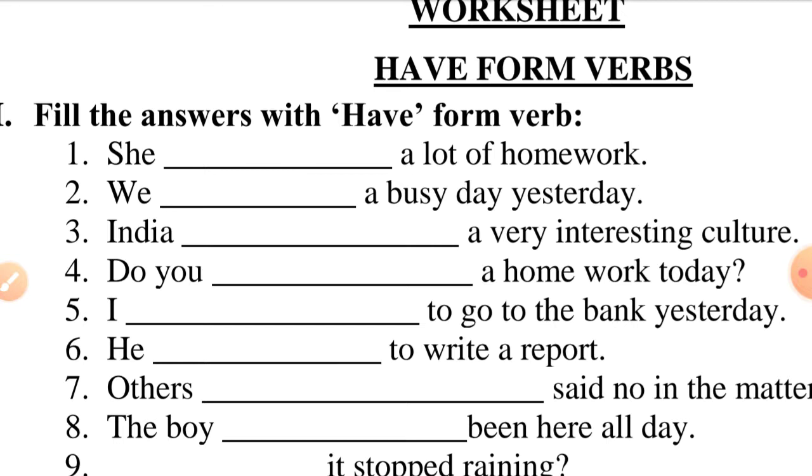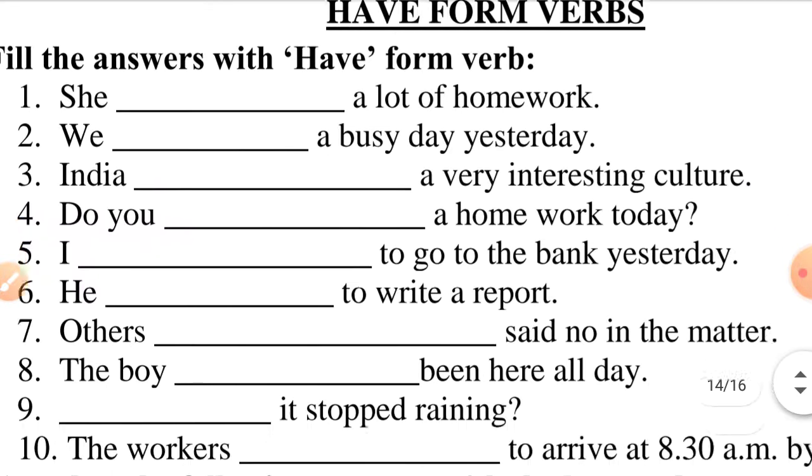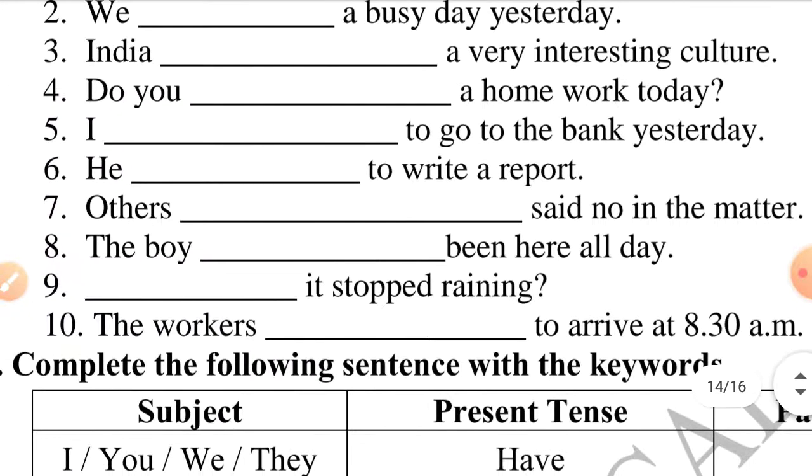He dash to write a report. Others dash said no in the matter. The boy dash been here all day. Dash it stopped raining. So this is a question answer, no? So a question type sentence. So what do we have to write here? The workers dash to arrive at 8:30 a.m.